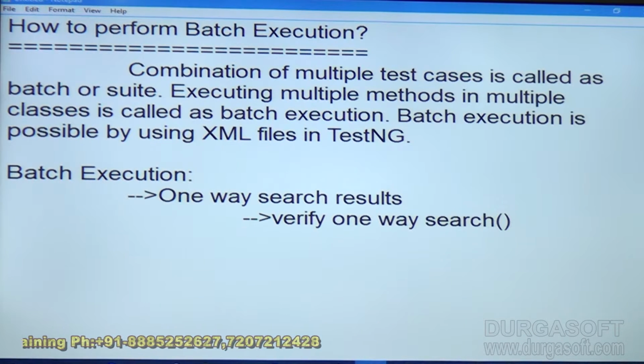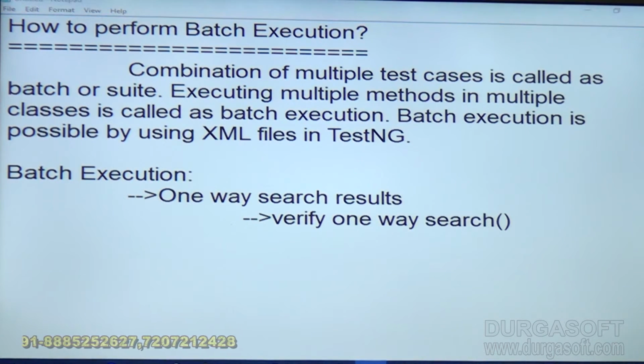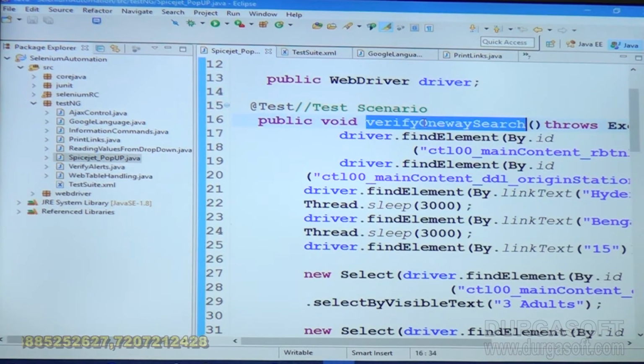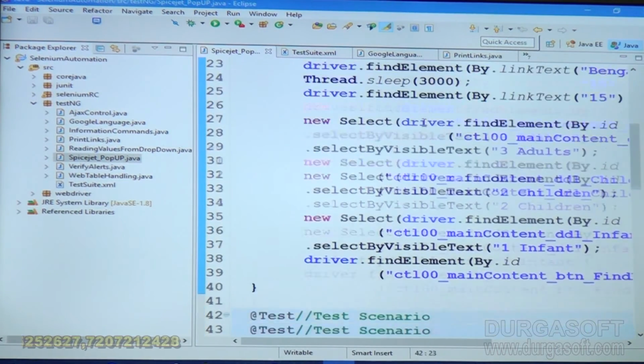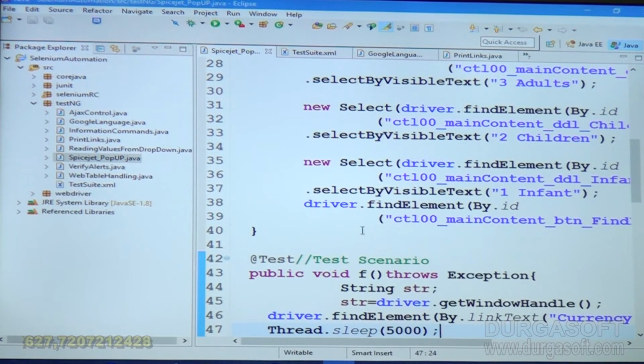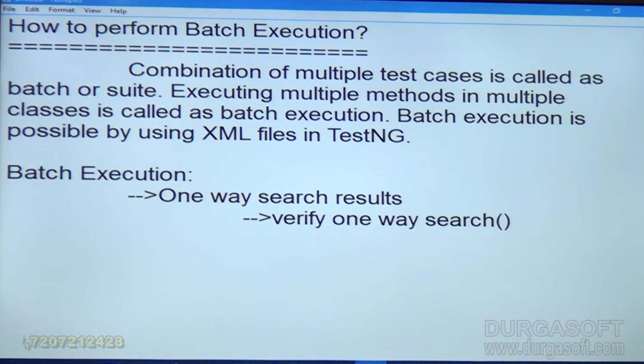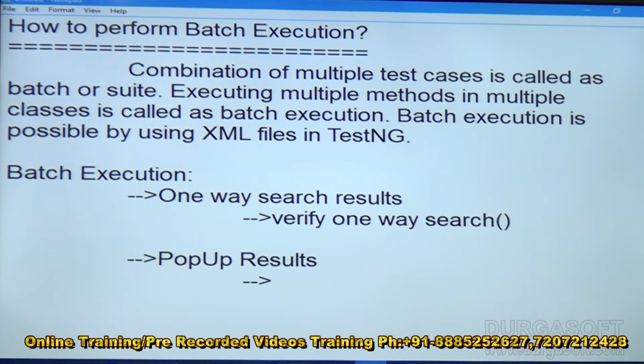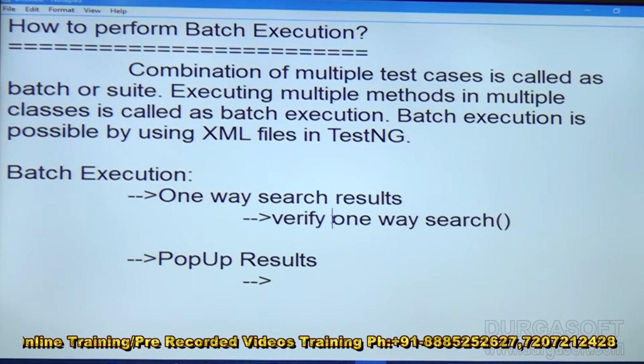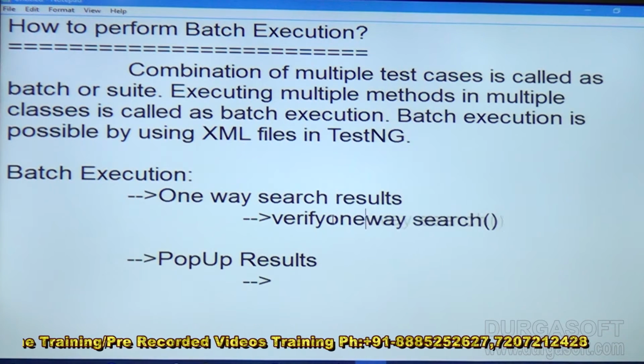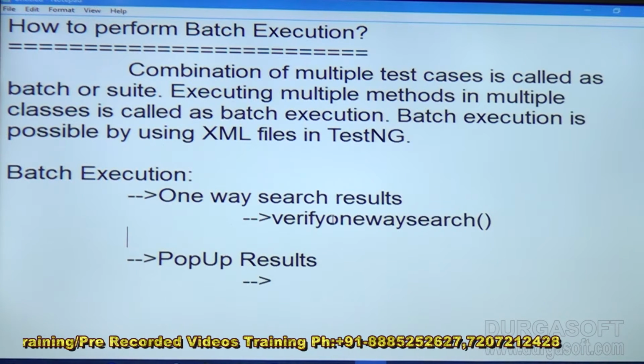So once execution is completed, I go for a second execution. At the time of the second run, go to this class, this time run both the methods, verify one-way search and F. Now these results I want to store into a separate result folder, pop-up results. In that I want to run both the methods, verify one-way search method and F method.